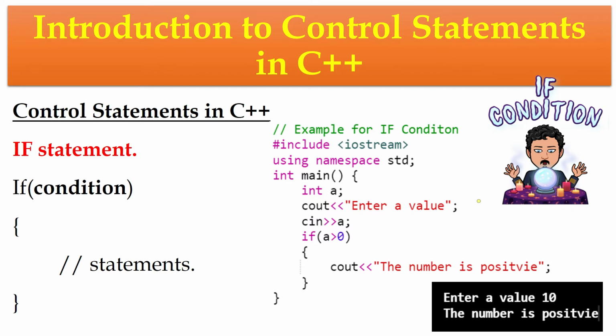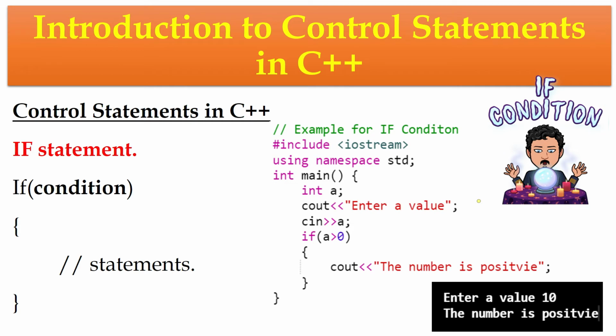Once again, I repeat the program. I declare a variable called a of integer data type. I am printing a message, enter a value, using cout. The user will provide a value, and I'm going to store it in a by using cin. Then if condition, if a is greater than 0, and the condition is true, this part of the code will execute. That is, I'm going to print the statement the number is positive by using cout. Then I enter a value, let us say 10. The number is positive. So this is an example for the if statement. Okay, so no else.